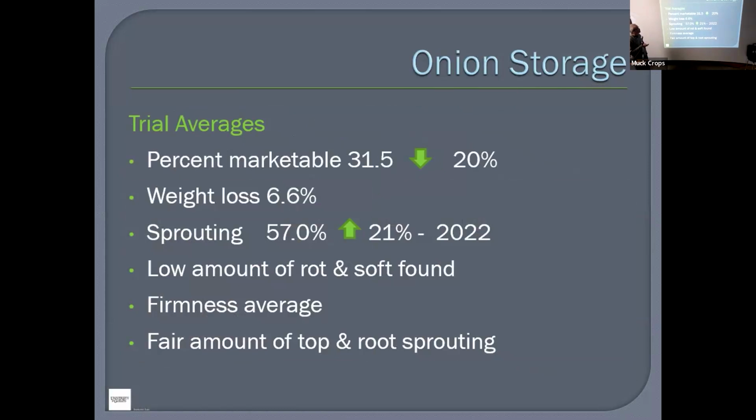It was a jump of over 20% compared to the 2022 ones. There was a low amount of rot and soft found, but they were all basically breaking dormancy very early and well on their way in sprouting. Firmness was average. A fair amount of top and root sprouting was happening.